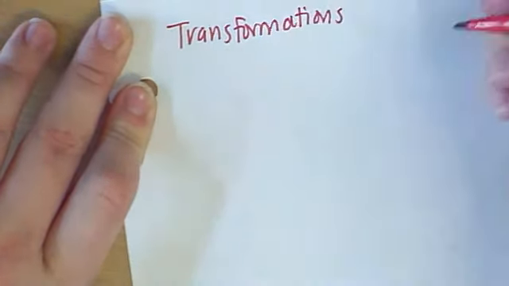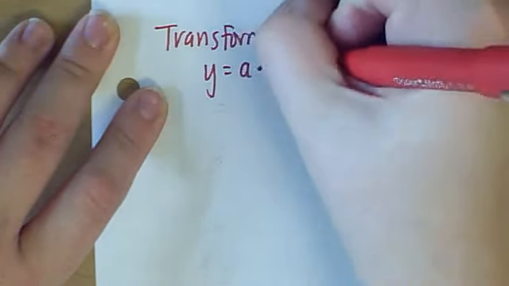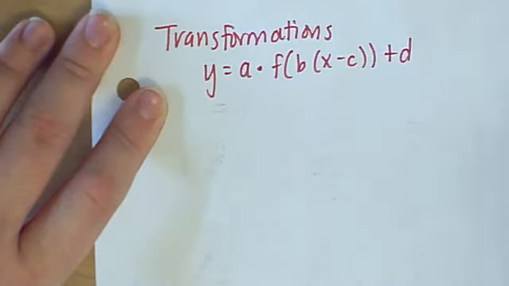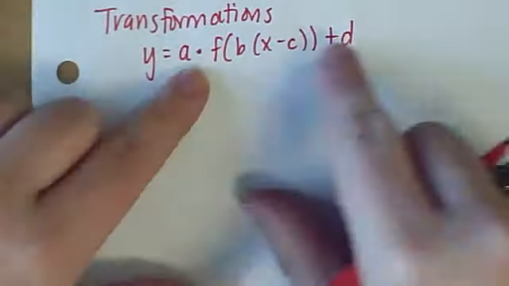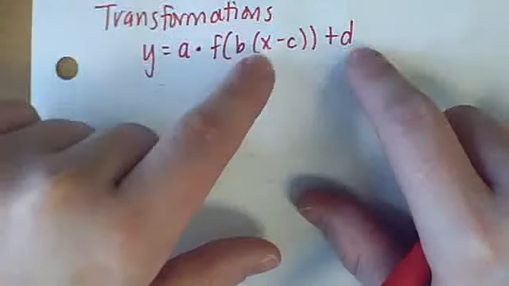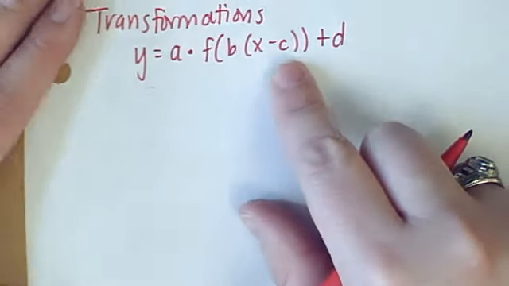So I'm going to start by writing the equation again so we can look at it and go from there. I have y equals a times f of b times x minus c, plus d. Again, A and D are vertical. A is vertical stretch and shrink. D is moving up and down. B and C are horizontal. B is horizontal stretch or shrink. C is moving it left or right.